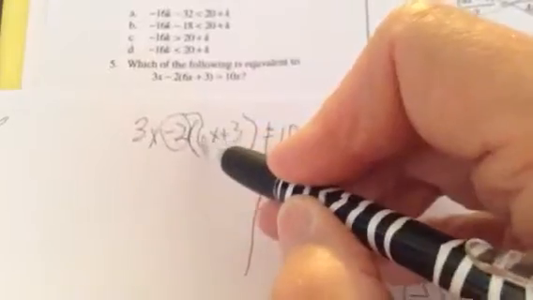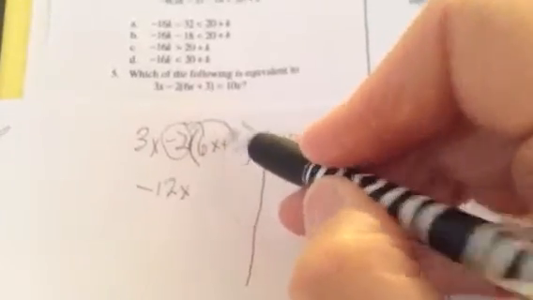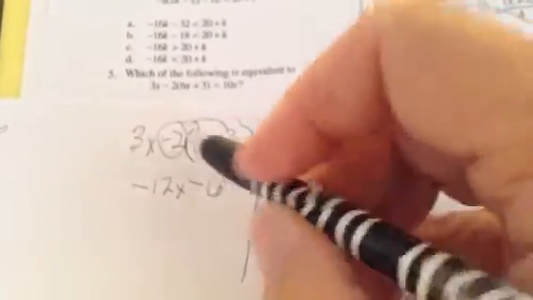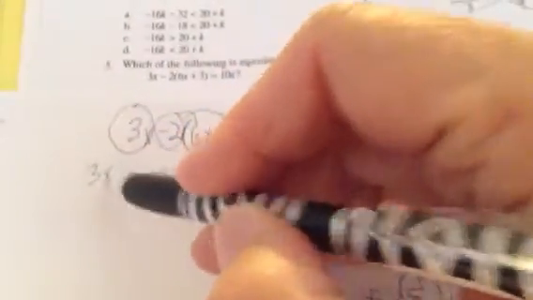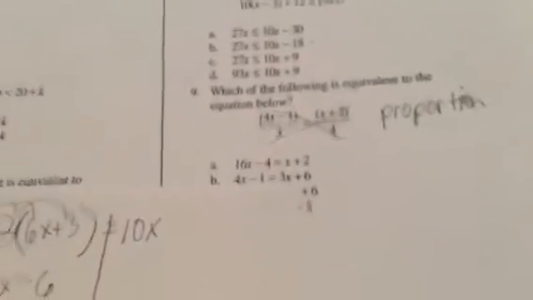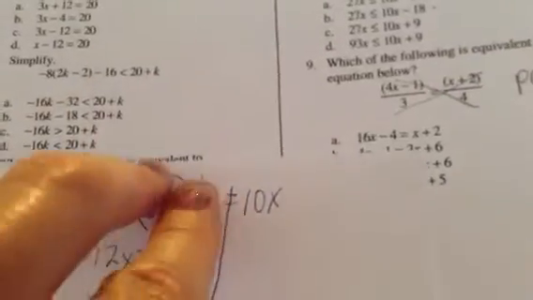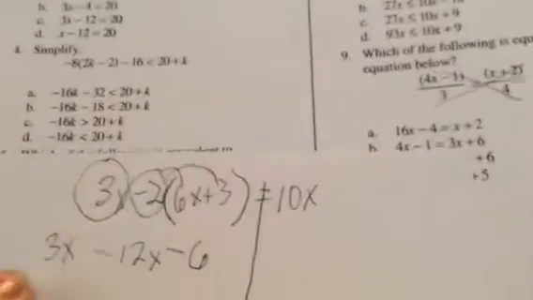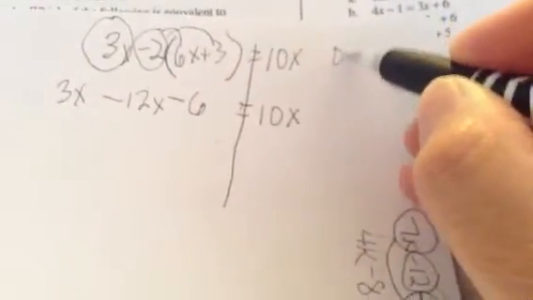So I get negative 2 times 6x is negative 12x. Negative 2 times positive 3 is negative 6. And don't forget this little guy right here. We haven't done anything with him. We're just going to bring him down. Whoopsie, sorry guys. Negative 12x minus 6 is taking care of this, but the 3x we didn't do anything with, so we're just going to bring him down here, and that equals 10x. So what did we just do here? We did the distributive property.